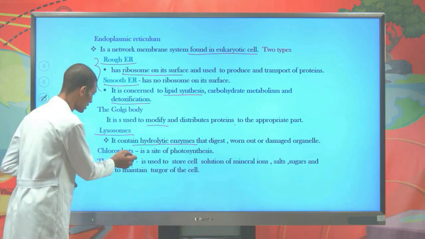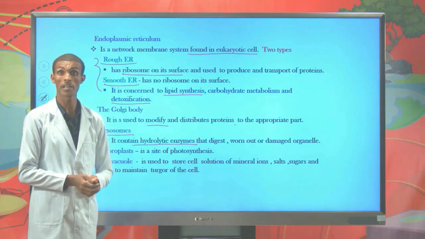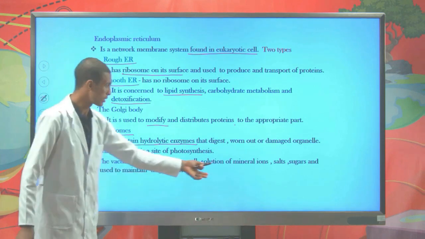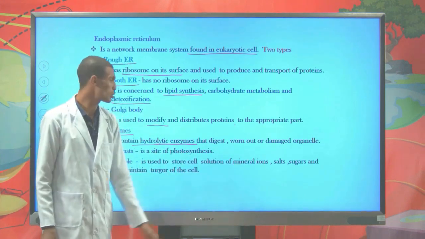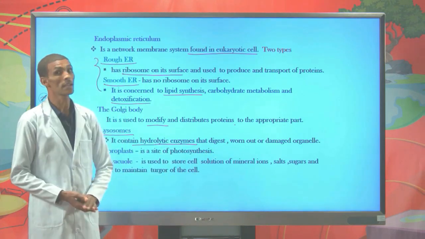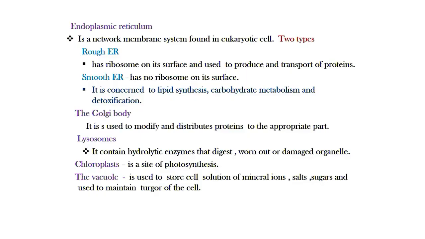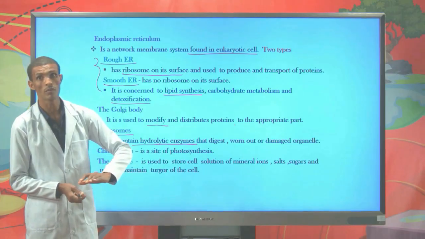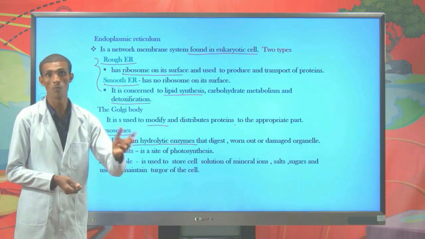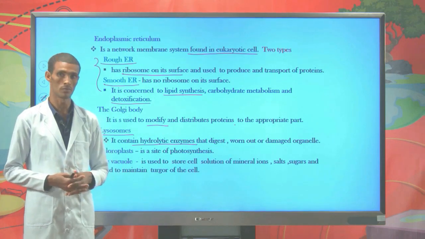Another very important organelle is the chloroplast, which is only found in plant cells. It is very important for the process of photosynthesis, manufacturing their food. The vacuole is very important in storage of mineral ions, salts, and sugars, and in plant cells maintaining their shape. The cell wall is also only found in plant cells, and is important in allowing substances to enter into the cell and move outside of the plant cell, and also very important in maintaining plant shape.